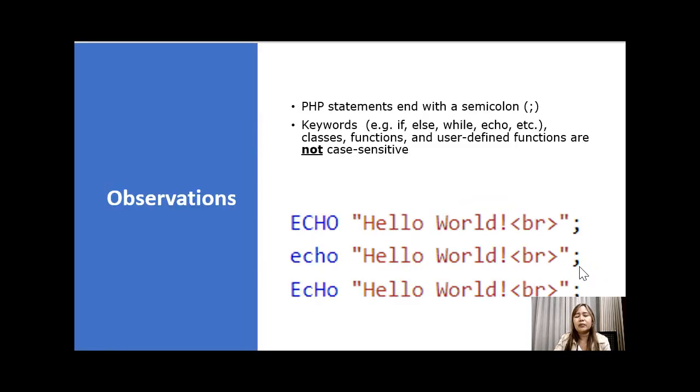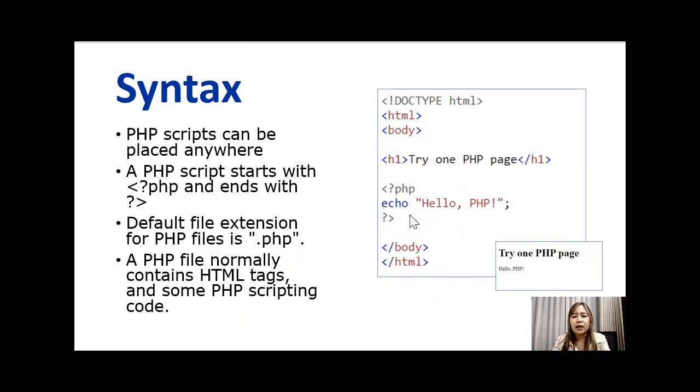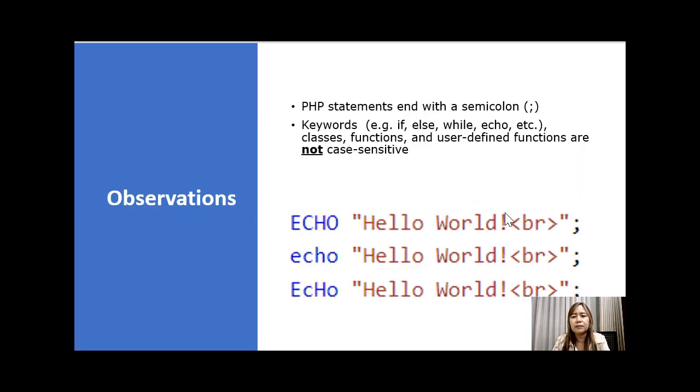Alright, so what are the observations that you could have noticed in that particular example? First, PHP statements end with a semicolon. When we used echo hello PHP here, notice that unlike your other statements in this file, this particular PHP statement, echo hello PHP, ends with a semicolon.